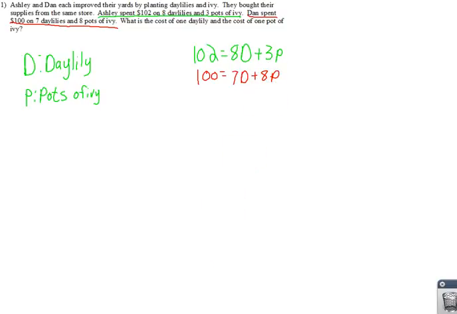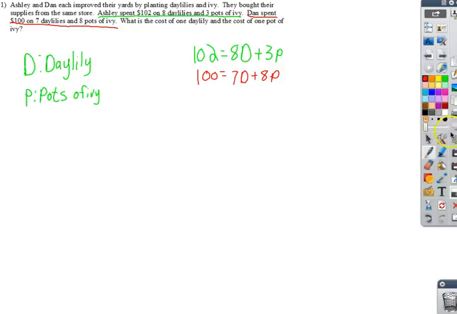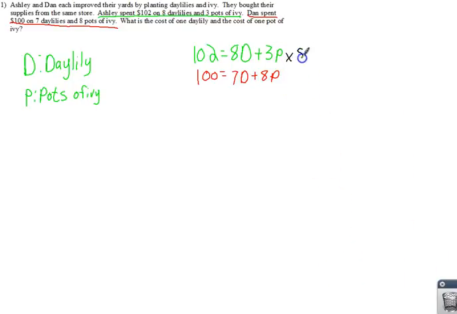Alright. So, looking at this, I need to figure out what to multiply these equations by. Well, I've got the option of making the D's look the same or the P's look the same. I'm going to go with the P option here. Multiply the top equation by an 8, bottom equation by a -3.